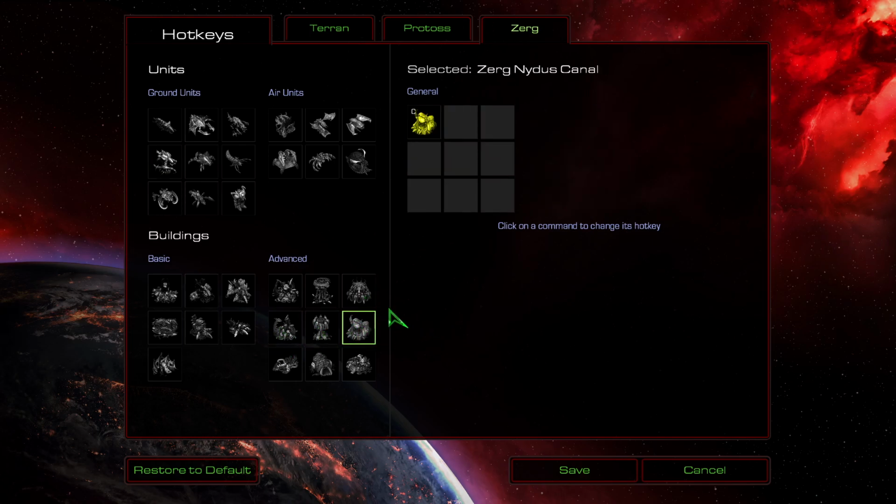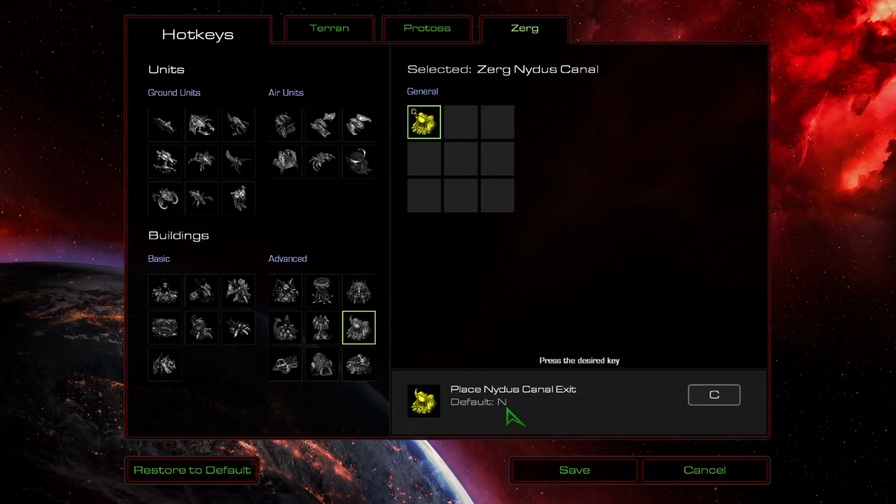And it's good for you to experiment and just try out things, because my hand shape and what feels good to me is not going to be the same for you. I changed Nydus Canal to C. Some people prefer something on the home row, so someone might like F and just go F. Even though it doesn't correlate with the name, your fingers are likely resting on the home row.